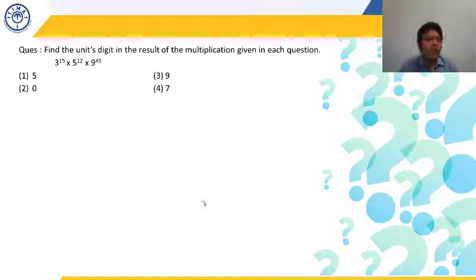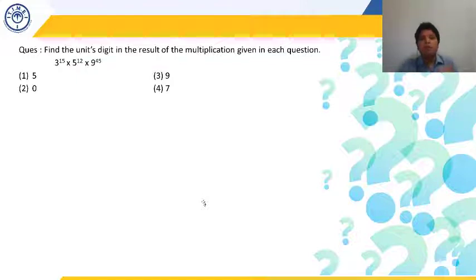5 to the power anything, the last digit comes out to be 5 only. We can do it by example also. 5 to the power 1, last digit is 5. 5 to the power 2 is 25, so the last digit is again 5. 5 to the power 3 is 125, last digit again is 5. 5 to the power 4 is 625, last digit again is 5. 5 to the power 5 is 3125, last digit is again 5.